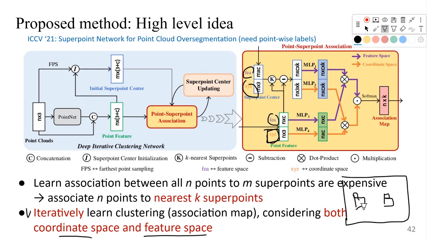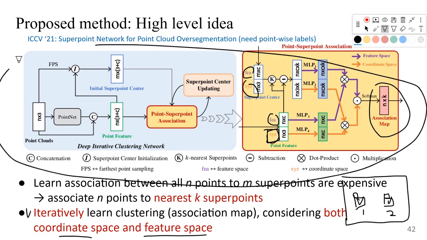So probably this chair and the second chair, geometrically, are not very close in the original coordinate XYZ, but we expect that because they belong to the same semantic class, in the feature space these two are close together, right? So that's why we consider both features and coordinate space to build this association map. Okay, so that's the high level idea, and we will discuss more detail about how we compute this association map in the next few slides.